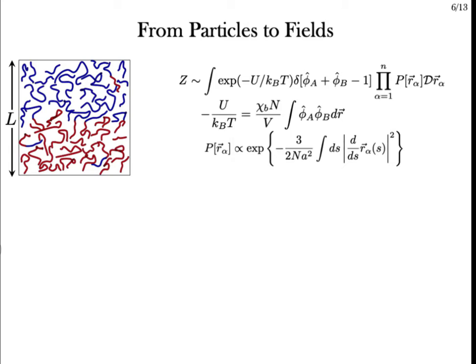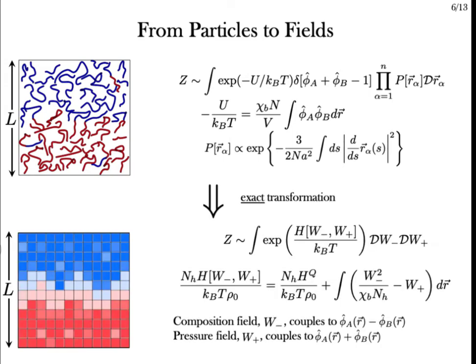In the Gaussian chain model, the internal energy of the polymer system is given by a combination of the A and B interaction energies, here shown as U, as well as the stretching energy of individual polymers. You can then calculate the partition function by integrating over all possible polymer configurations, scaled by this internal energy. Of course, this integral turns out to be extremely difficult, but it's a bit easier to deal with if we convert it from a particle-based representation to a field-based representation.